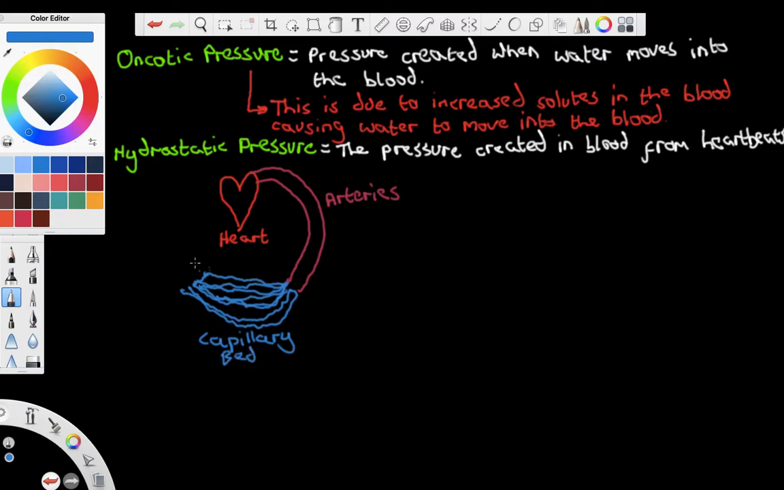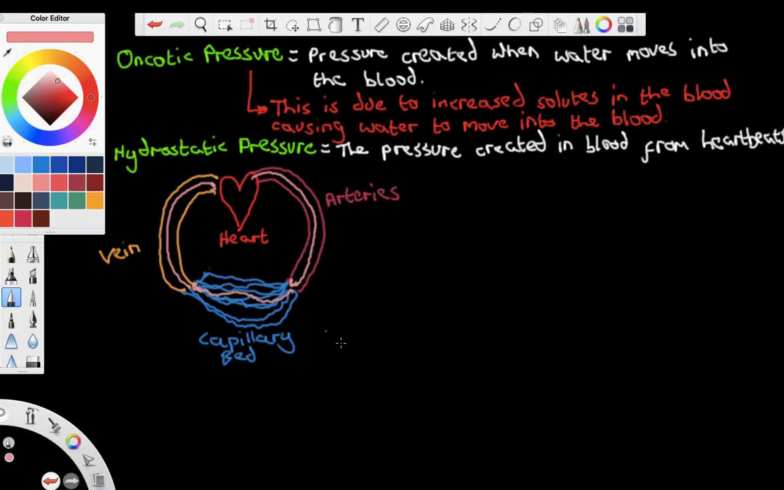Okay? Capillary beds then feed into veins which take blood back to the heart. So we've got an artery, a capillary, and then a vein. Blood moves in this direction around the circulatory system. So blood will be moving through the arteries to the capillaries, through the capillaries to the veins, and then the veins take blood back to the heart. Okay?